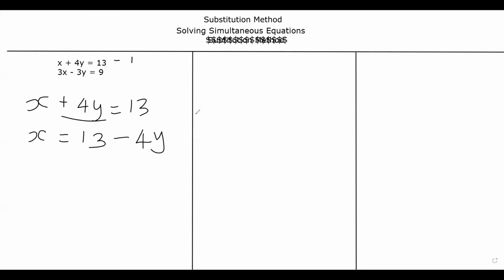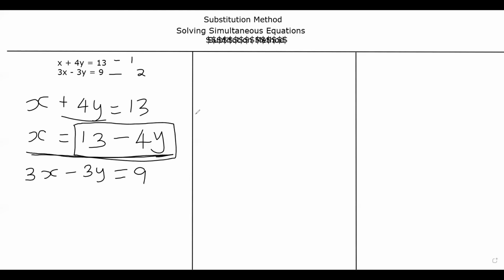So now at this point I can take my second equation. My second equation is 3x minus 3y equals 9. And notice, because we had equated x as equal to 13 minus 4y, where we have x in this second equation, we can put this value there, right? And that is what we call substitution. It's like we are taking the value of x from what we got here and substituting it in our second equation where we have x. And we do it like this.